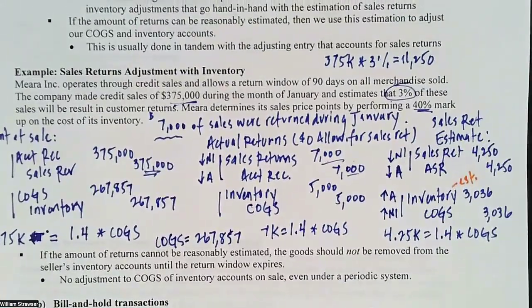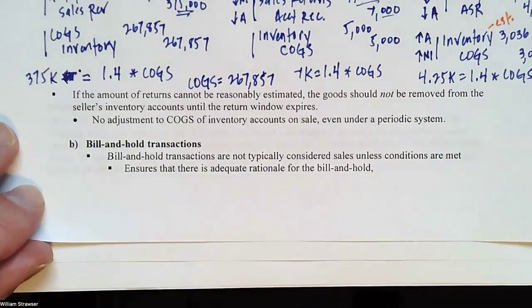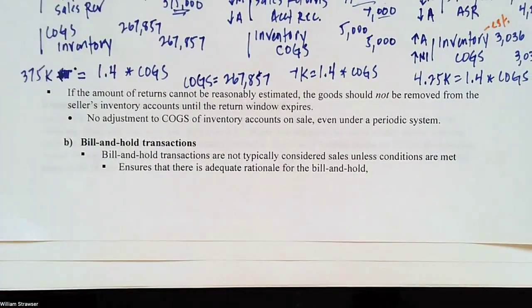All right. Bill and hold transactions. This is when someone pays for the inventory, but the inventory is not shipped. This can happen for a few reasons, like companies have an overcrowded warehouse, or they're not going to use that inventory right away.